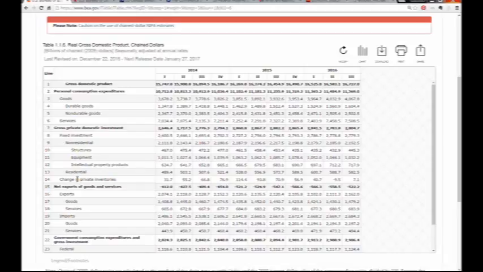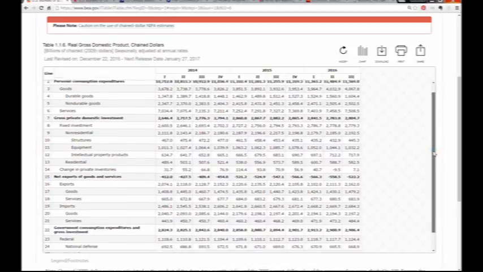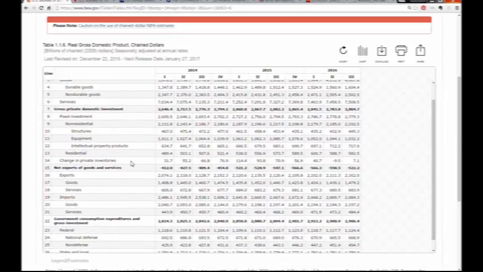Then you have line 15 there, net exports of goods and services. Under GDP, if we were looking at gross national product, exports and imports would be added together, so the number for GNP would actually be larger. But because we're looking at GDP, we take the imports and deduct them from the exports.